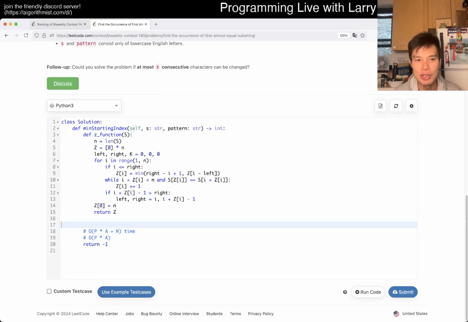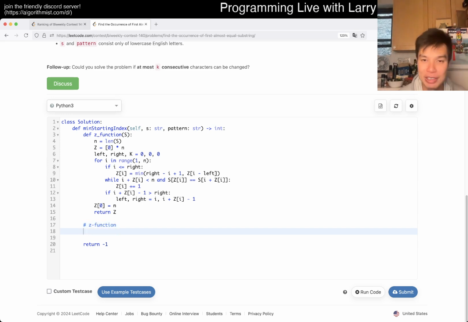For this one, I am not going to go over the Z function, honestly. You just have to kind of look it up. I don't really know it that well to explain it, but the way that I think about it is that for a given string, the Z function is where z sub i is equal to the length of the longest common prefix between s sub i and s sub 0, right? And that's basically the idea.